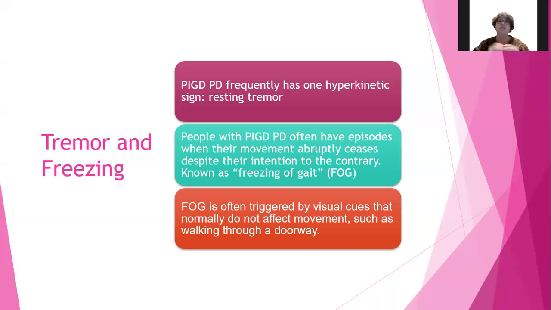People with akinetic Parkinson's often have episodes where their movement abruptly ceases, despite their intention to the contrary, known as freezing of gait, or FOG. It's often triggered by visual cues that don't normally affect movement, like going through a doorway or moving from one floor surface to another, or having to go through a turnstile or something like that. It's really challenging to deal with, and people hate it, but there are some techniques that we can use to help break people out of a freeze. Sometimes I'll call it the floor glue. It's like your feet are glued to the floor. Your body wants to go forward, but your feet don't.